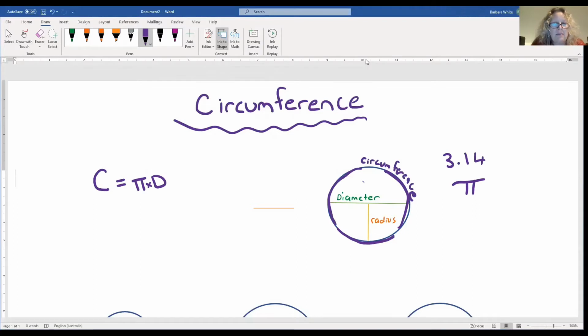Because diameter is a bit clunky and all the formulas that you're going to use past year 9 are going to involve the radius, I like to write the formula in terms of the radius. Now there's 2 radiuses in a diameter. The radius is half of the diameter. So 2 radiuses times pi. Actually, we write it the other way around for some reason: 2 times pi times the radius, which is exactly the same as writing diameter times pi. We've got 2 radiuses times pi.